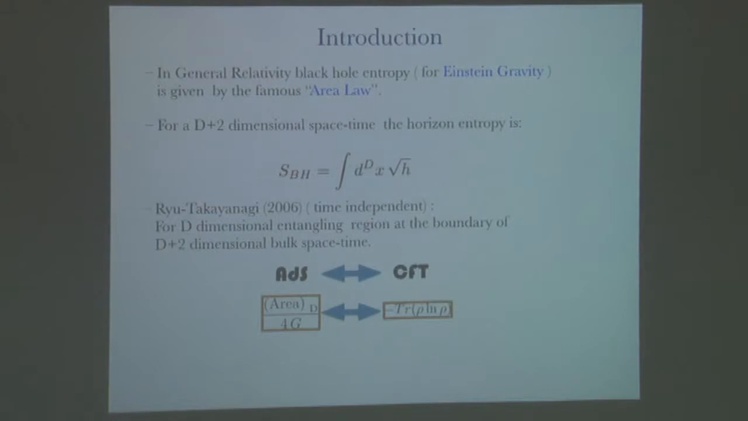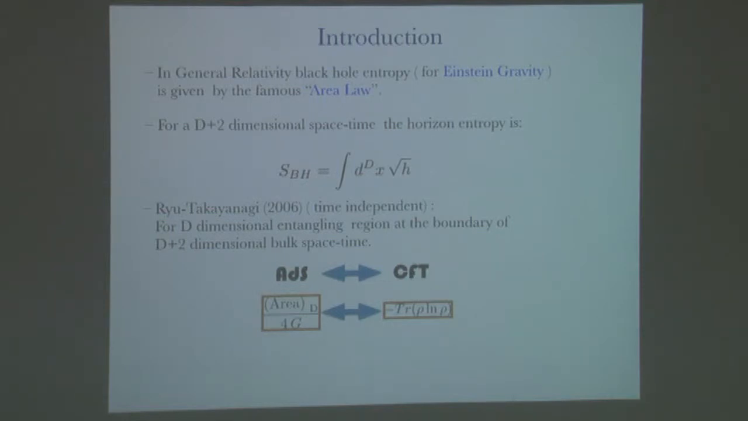We know that in general relativity the black hole entropy is given by the famous area law. For a d plus 2 dimensional space time, the black hole entropy is given by the area of the horizon, which is a codimension 2 surface. That is why the dimension here is d.